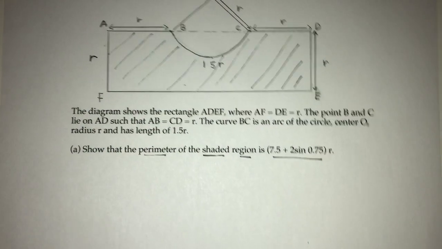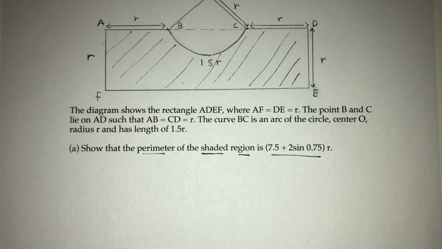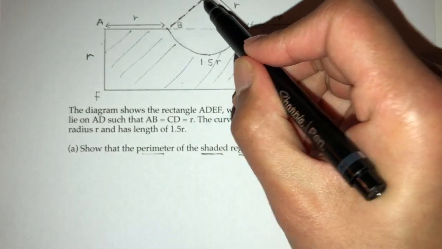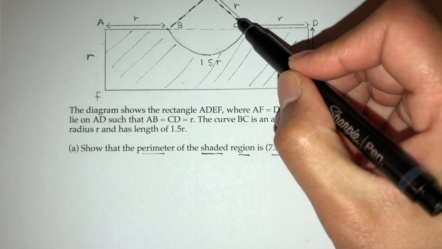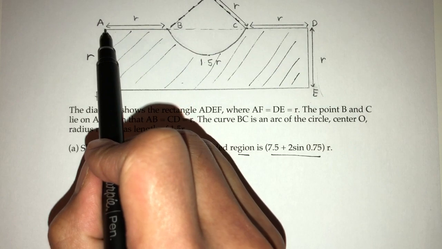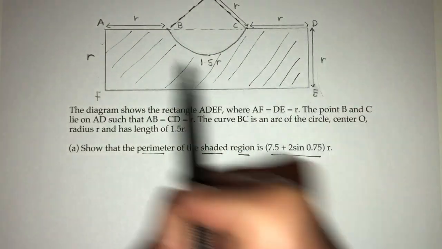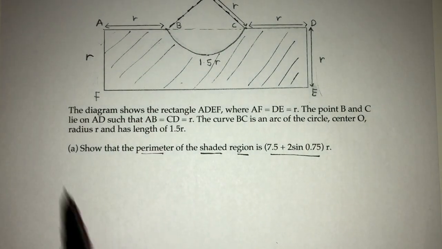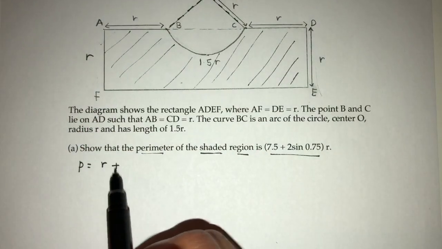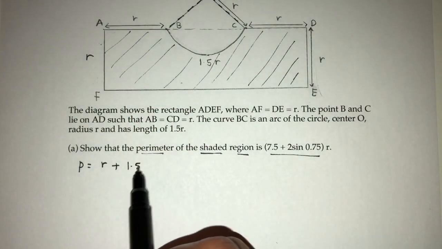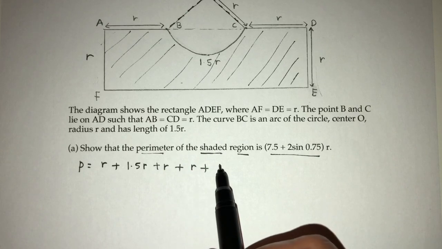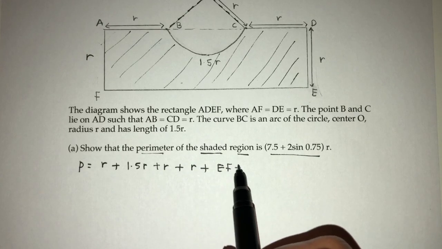Okay. And what is perimeter? It is the distance around the shape. So we have to find. This one is not here. This one is not here. This is only a dotted line. So the shape is this, this, this, this, and this. So we have to add this, this, this, this, this, and this to find the perimeter of this shape. So perimeter is what? It is AB, which is R, BC is 1.5 R, plus R, plus R, plus EF, and plus R.